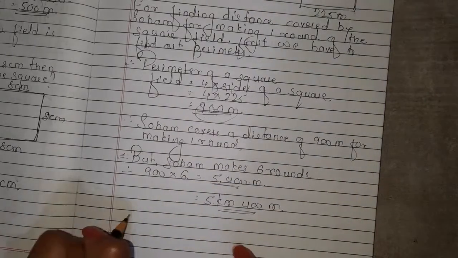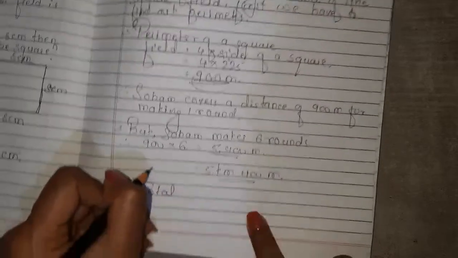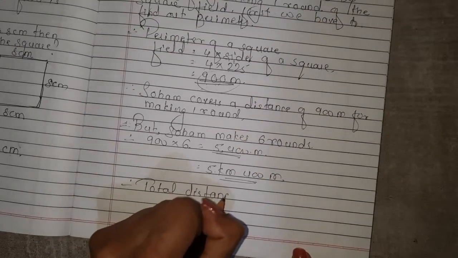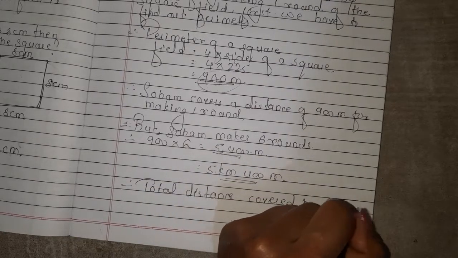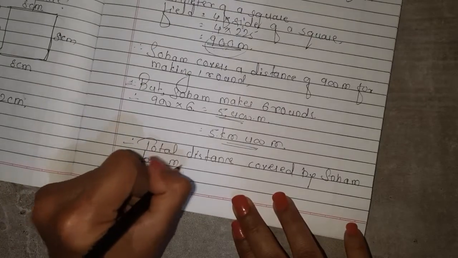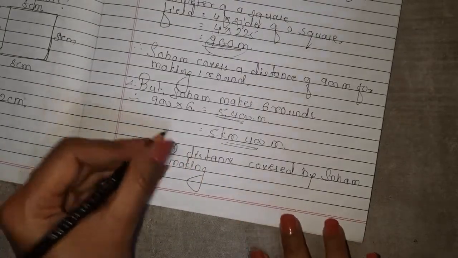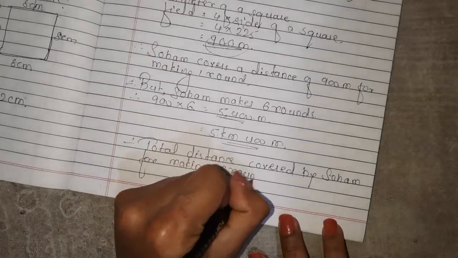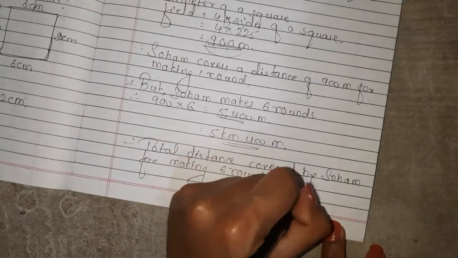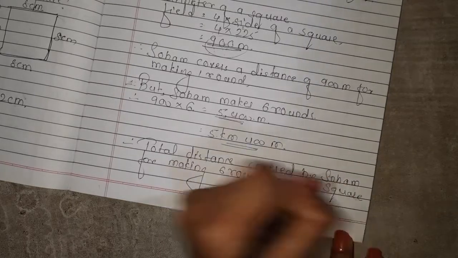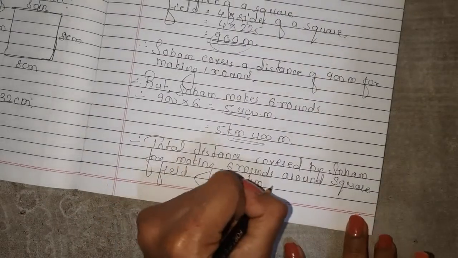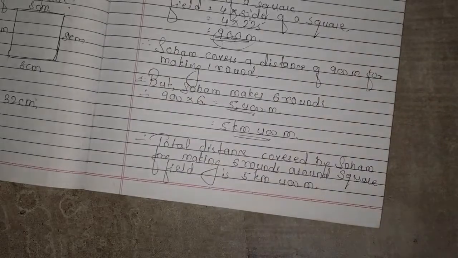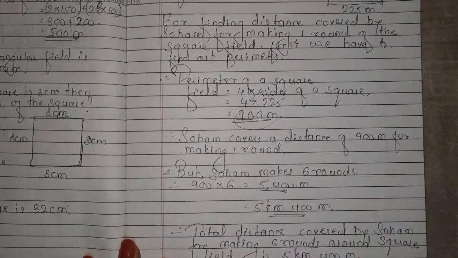Okay. So therefore, total distance covered by Soham for making 6 rounds around the square field is 5 kilometers, 400 meter. Got it? Okay. Now the last one.